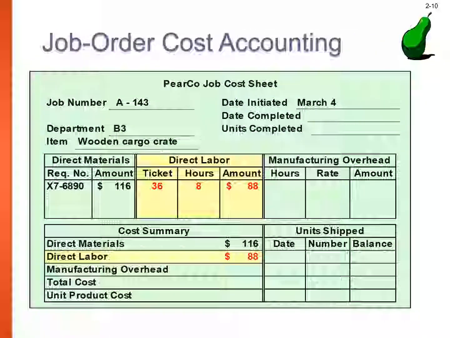We would then update in the direct labor column the ticket number of the time card, time ticket, the number of hours worked, and the total amount of direct labor. Notice it's job number A143, and on the previous slide we saw that's what the employee recorded. So far we have direct materials, cost summary of 116, direct labor of 88. Now we'll move into the manufacturing overhead.